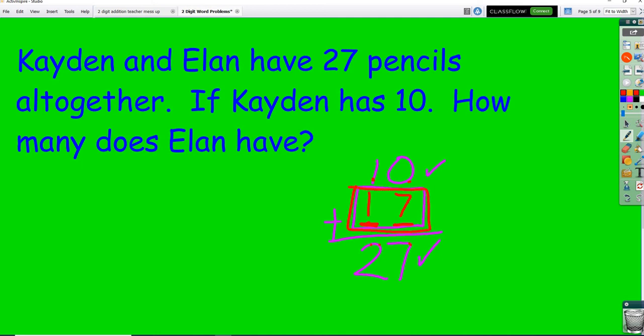Elan has 17. That was kind of a different one that we had to work out what was missing because they had a number that was missing. So we had to work it out like this and use that box to help us. Still wasn't too bad, was it? No, you guys are smart.